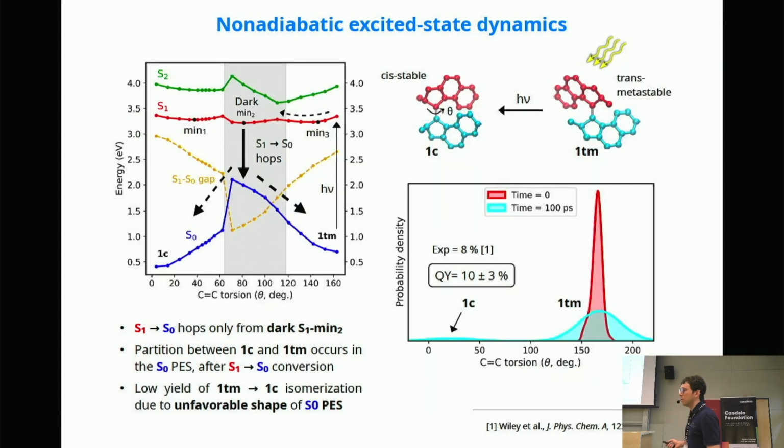Also in this simulation, the S1 to S0 transition occurred at the same dark, largely twisted minimum, and therefore the photoisomerization yields are determined by the same S0 potential energy topography. And therefore the photoisomerization yield for this reverse reaction is much lower, actually only 10%, again in agreement with the experimental value.